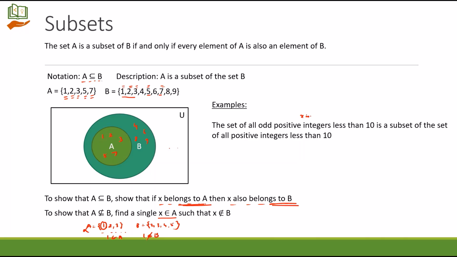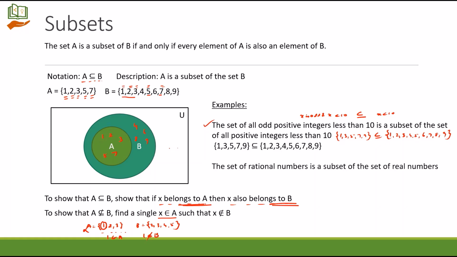X is odd and X less than 10 is a subset of the set of all positive integers less than 10. What are the positive integers less than 10? 1, 2, 3, 4, 5, 6, 7, 8, 9. What are the odd integers here? 1, 3, 5, 7, 9. This is what is given in descriptive form. 1, 3, 5, 7, 9 is a subset of 1, 2, 3, 4, 5, 6, 7, 8, 9.